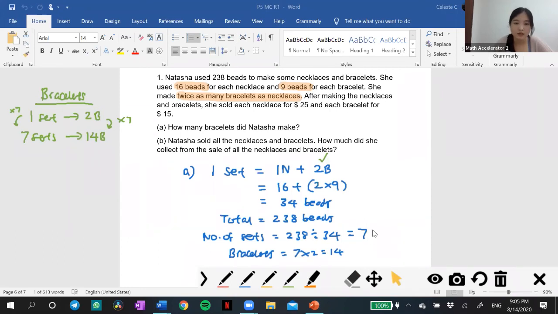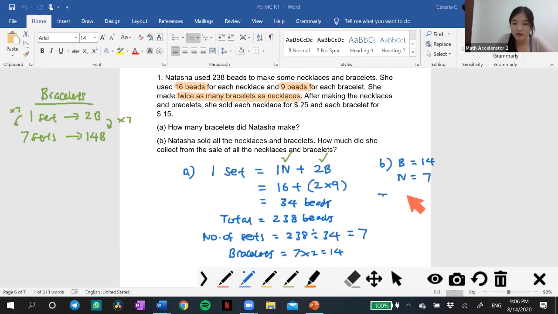Part B. Natasha sold all the necklaces and bracelets. How much did she collect from the sale of all the necklaces and bracelets? Right, so for part B, we know the bracelets, you have 14. For the necklaces, each set got 1 only. So if you have 7 sets, that means you have 7 necklaces.